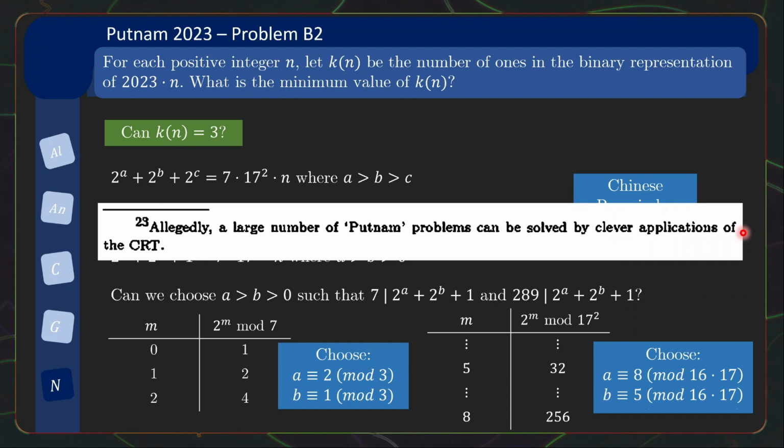So I'm not sure how true this claim is, but actually there are a number of Putnam problems that are indeed solved with the Chinese remainder theorem used in them, and this problem B2 is one of them. So do keep in mind the Chinese remainder theorem. So that's all for problem B2. I hope you enjoyed this problem. I think it's a neat little number theory problem that can actually be suitable for IMO problem 1 or problem 4.